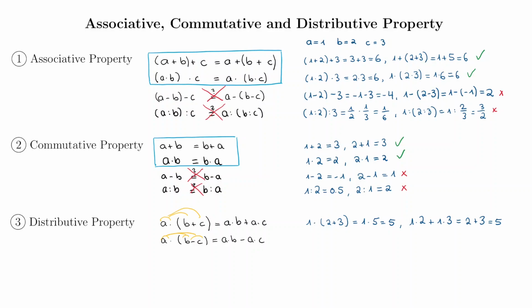Let's also add the example here. It would be 1 times 2 minus 3, which is 2 minus 3 is minus 1, so 1 times minus 1, which is minus 1. And on the other side, we would have 1 times 2 minus 1 times 3, which is 2 minus 3, which is minus 1. So we see here we also are right. Okay, so we have also seen the distributive property.